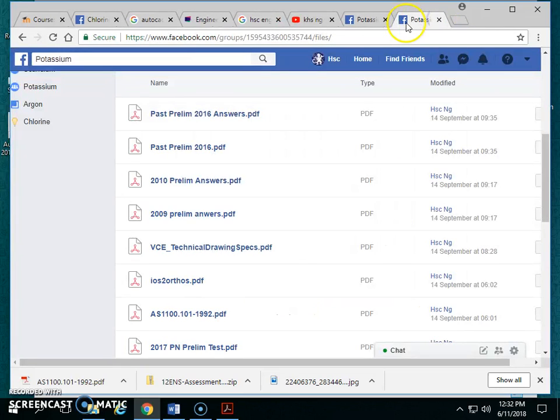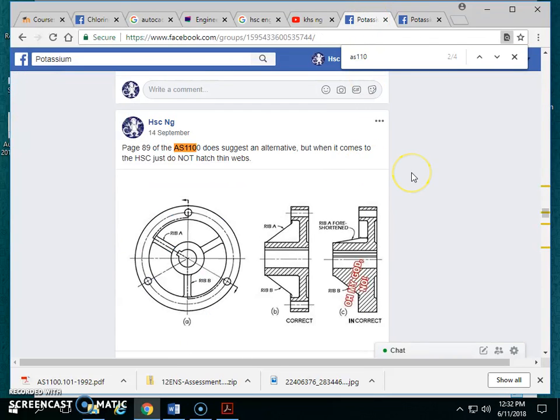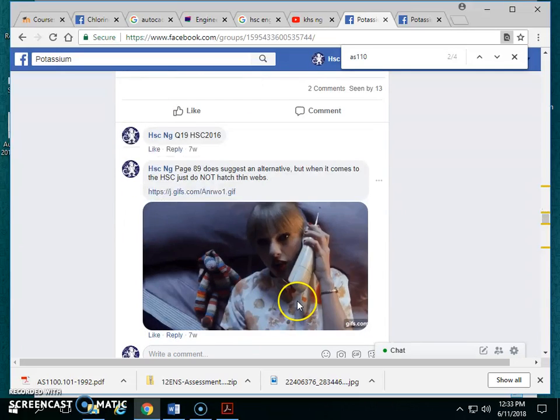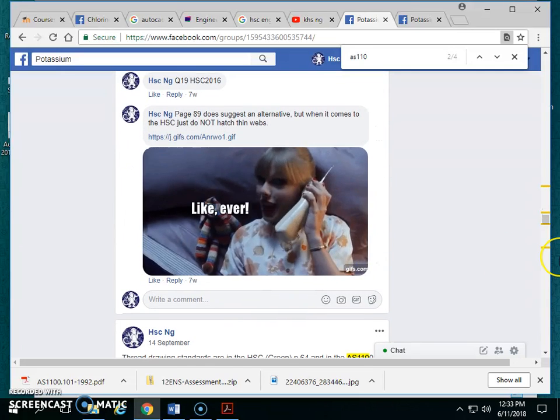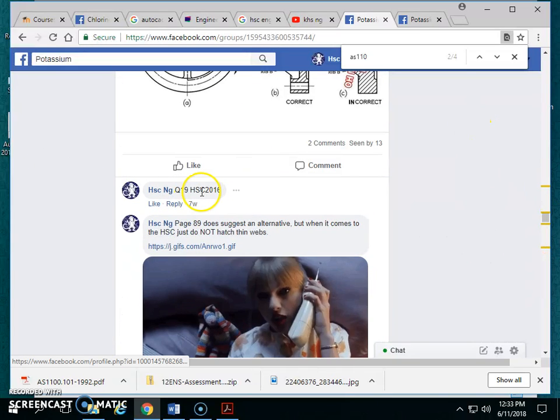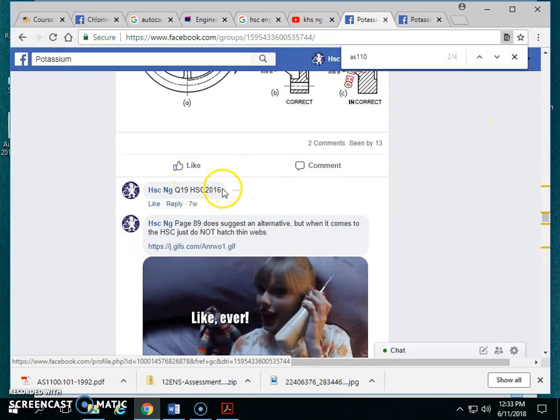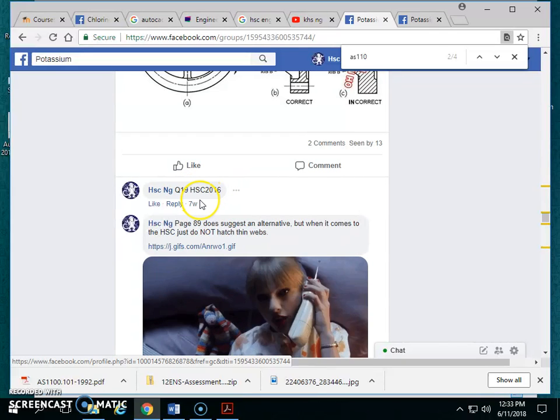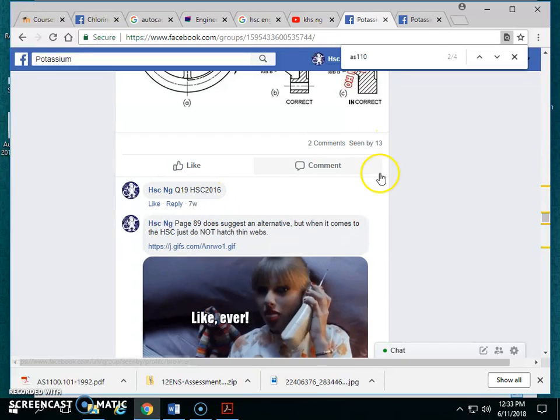Okay, one last thing that's worth talking about is sectioning. So when we section, there's a few requirements. When we're sectioning through circles, we have a requirement. So page 89 of the AS1100 says, look, you can section these thick sections, these what we call webs, but you shouldn't, right? So as far as the HSC is concerned, don't do it, like ever, right? There have been questions. So for instance, the 2006-2019 question asked basically that. Okay.